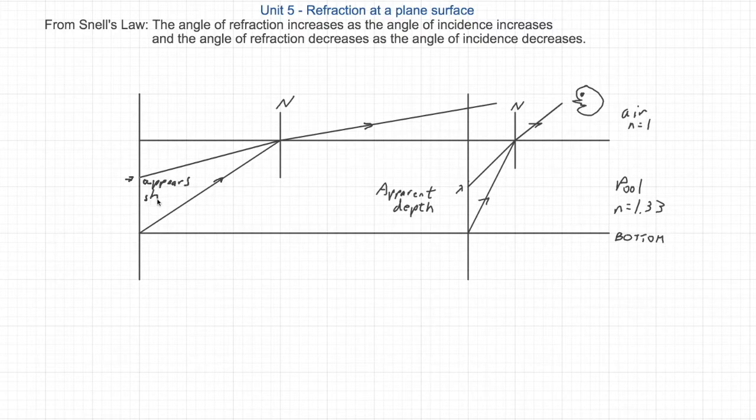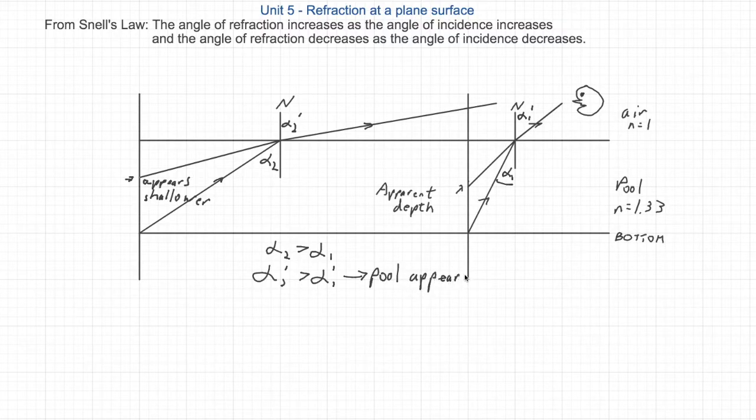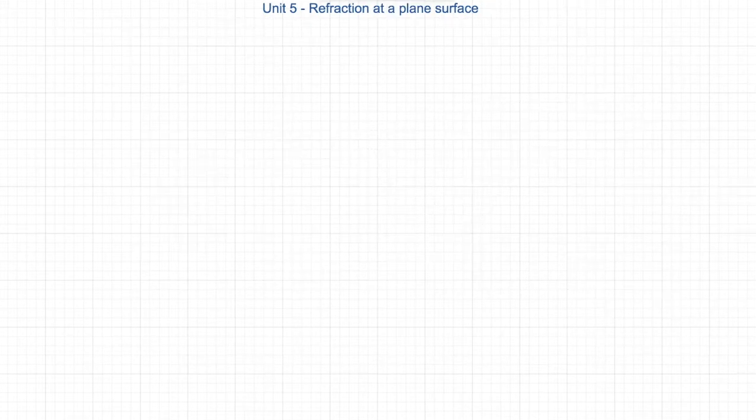So Snell's law tells us that as the angle of incidence increases, the angle of refraction increases, and vice versa. Alpha 1 and alpha 1 prime are the angles when you're standing close to where you're looking, and alpha 2 and alpha 2 prime are the angles where you are looking further away. Alpha 2 is greater than alpha 1, therefore alpha 2 prime is greater than alpha 1 prime, and the pool appears shallower as you look further down the pool.